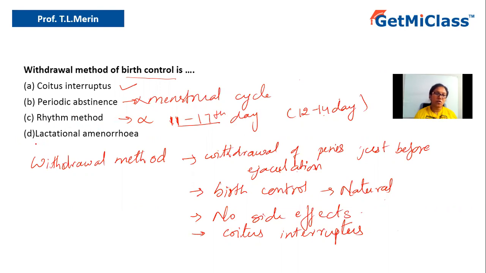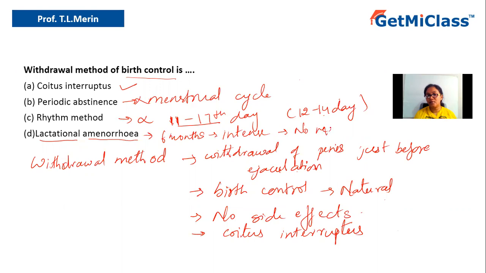Then option D says lactational amenorrhea. So what do you mean by lactational? Wherever we see lactational or lactation, we speak about milk production, right? Amenorrhea is nothing but the absence of the menstrual cycle. So when the mother is feeding the baby during the first 6 months after delivery, there is intense lactation, because of which there will not be a menstrual cycle.